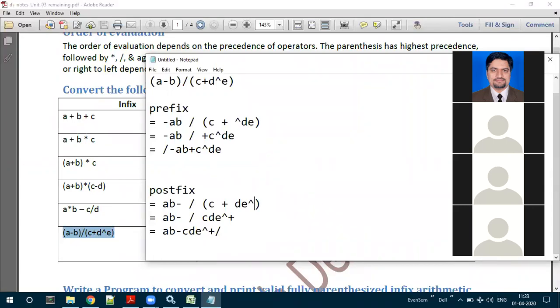I have shared one particular document, the question bank. Have you gone through that particular document?